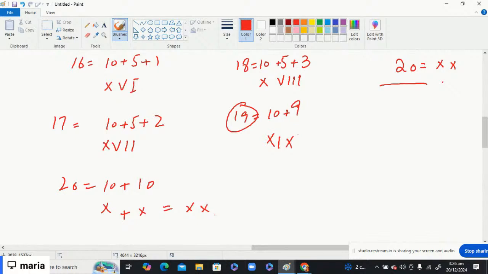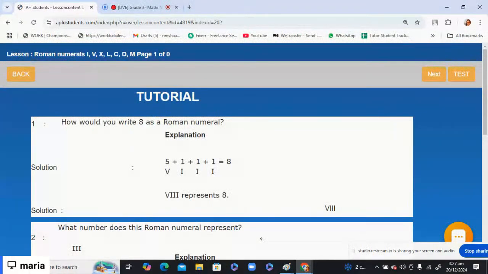Okay. Now for the 30, three X's are involved. For the 30, it's 10 plus 10 plus 10. But the only difference is when you're going to write down the 40, 50, and 60. Let me tell you. Here they are using I for 1, V for 5, X for 10. What are L, C, and D?